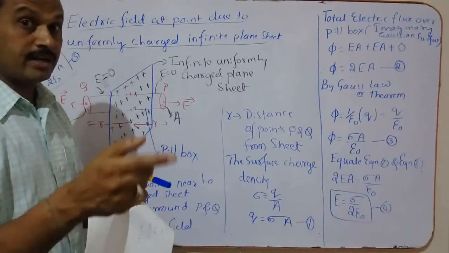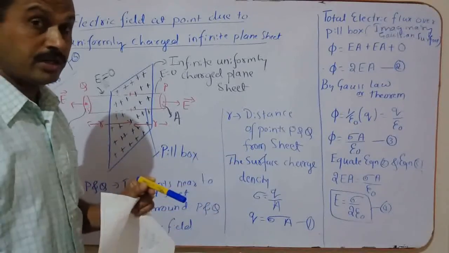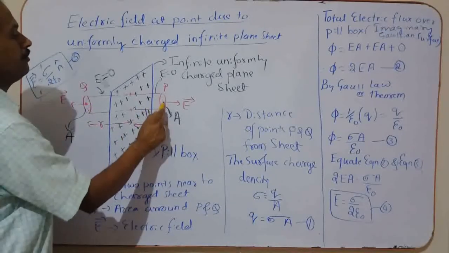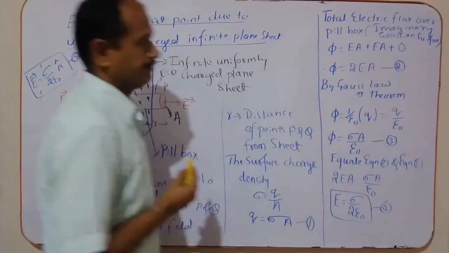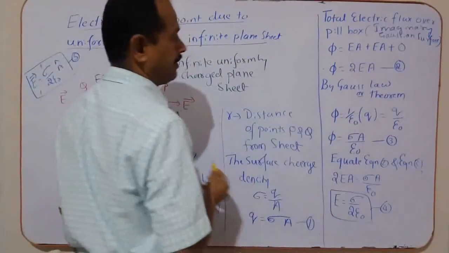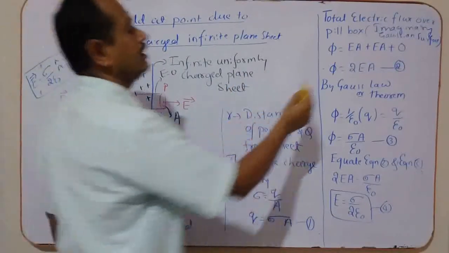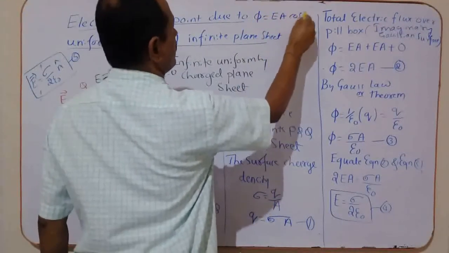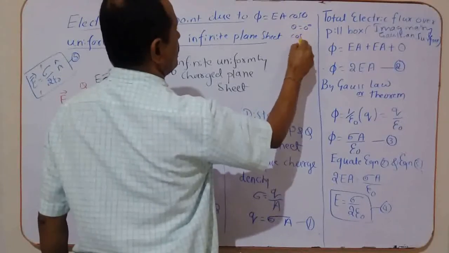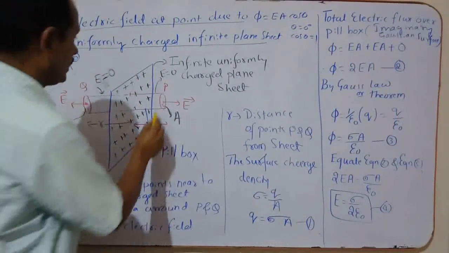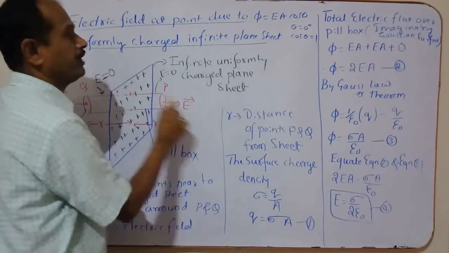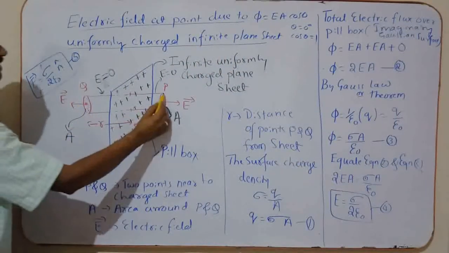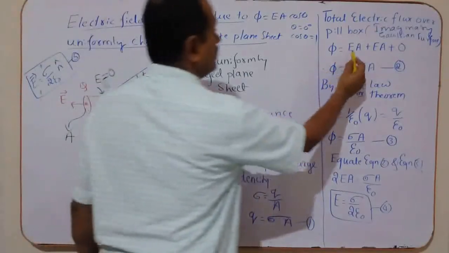Because the angle theta is 90 degrees, cos 90 degrees equals 0. Yes, electric flux over this area, point P, is E into A. Electric flux means electric field into area. Already yesterday in class I explained this. Here, in this case, theta equals 0. Flux is E A cos theta, but theta equals 0, so cos theta becomes 1. Therefore, electric flux for the area A around the point P is E into A.